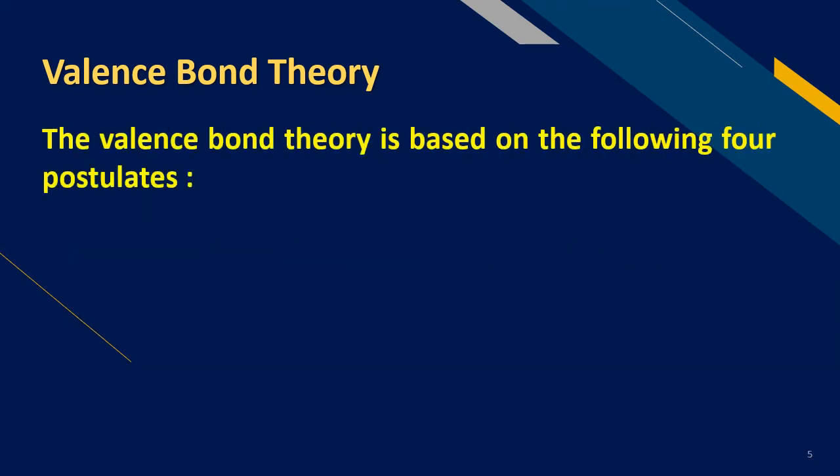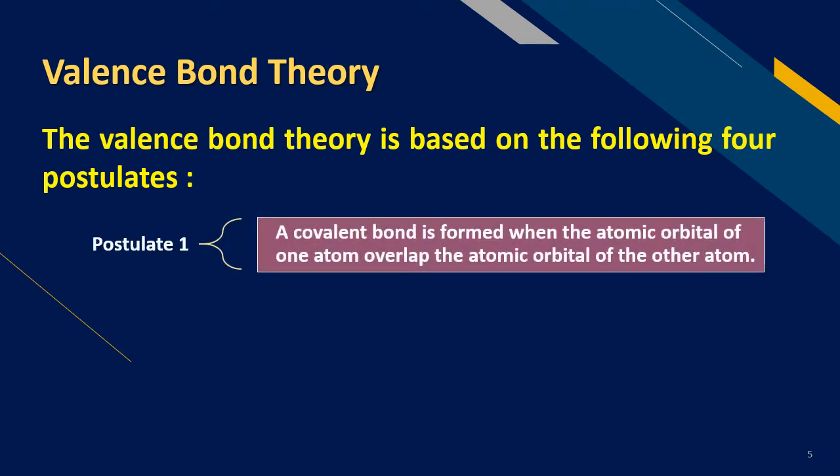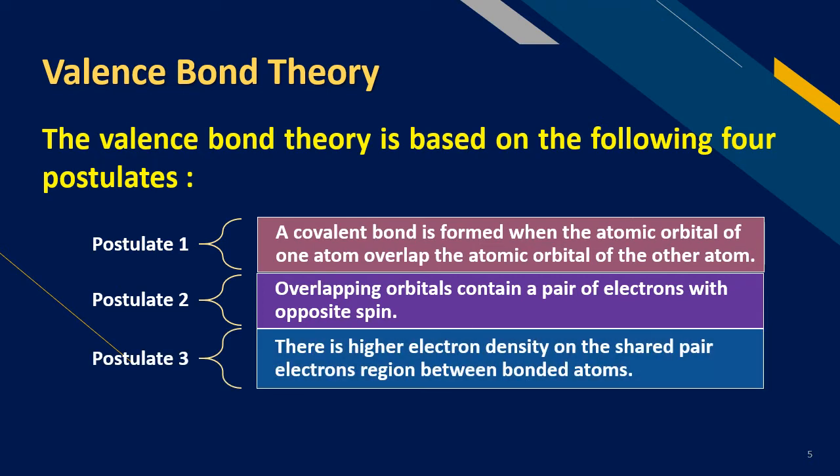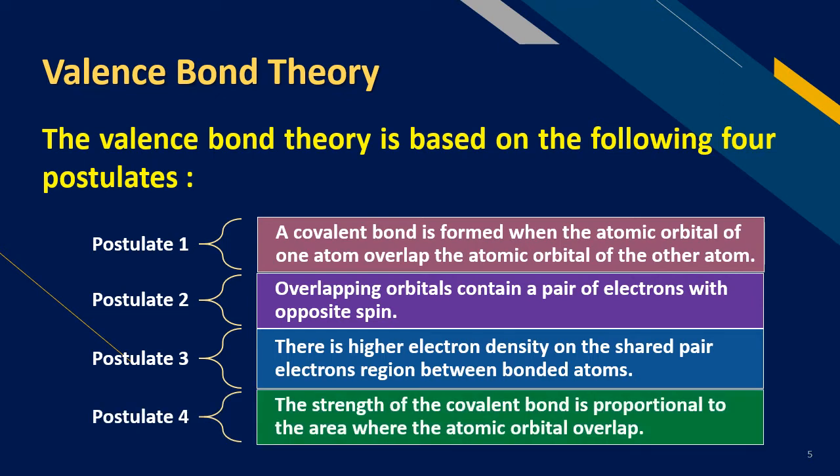The valence bond theory is based on the following four postulates. The first postulate: a covalent bond is formed when the atomic orbital of one atom overlaps the atomic orbital of the other atom. The second postulate: overlapping orbitals contain a pair of electrons with opposite spins. The third postulate: there is higher electron density in the shared pair electrons region between the bonded atoms. And the fourth postulate: the strength of the covalent bond is proportional to the area where the atomic orbitals overlap.